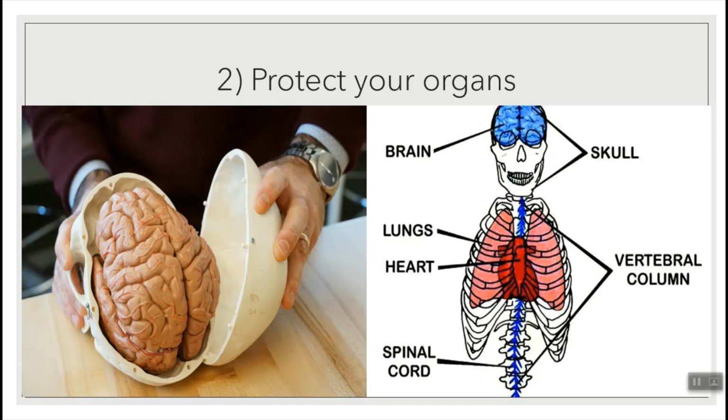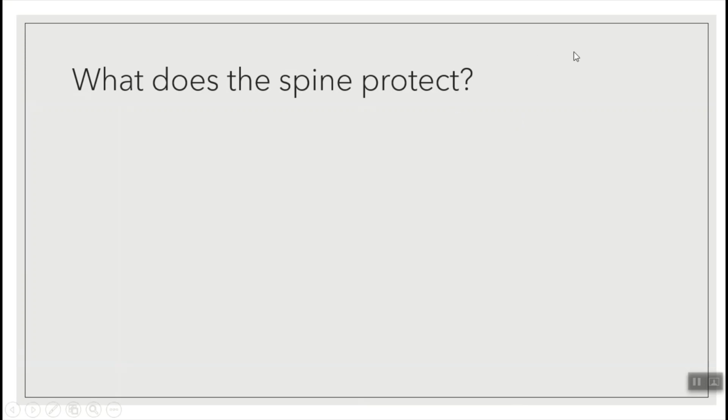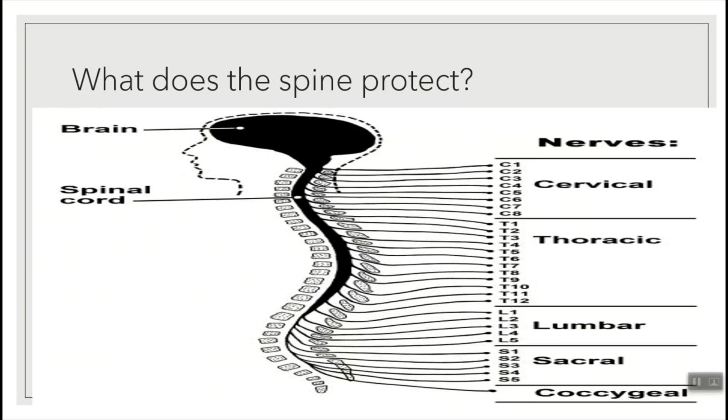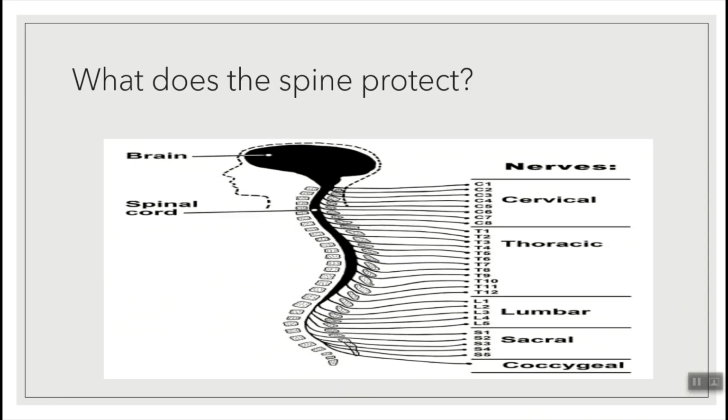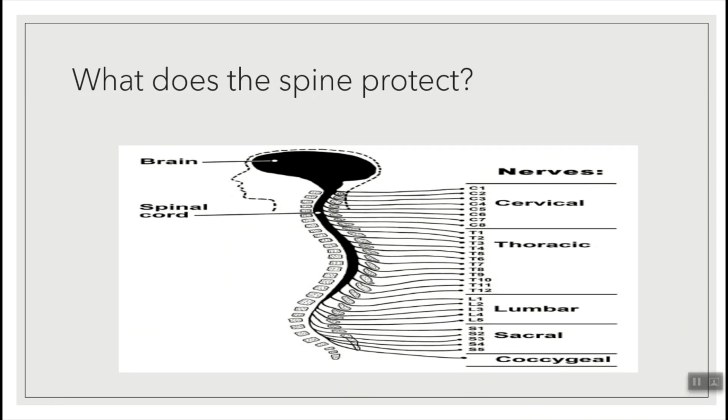Now, what I want you to ask yourself for a second is, if that's true, if the bones are there to protect the organs for the most part, that's one of their three functions, what does the spine protect? Go ahead and pause the video and try to guess. Okay, the spine protects, did you guess it? The spinal cord. Ooh, okay. So the spine protects the spinal cord.